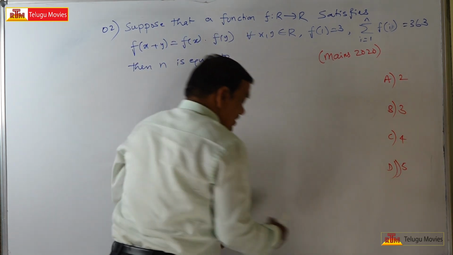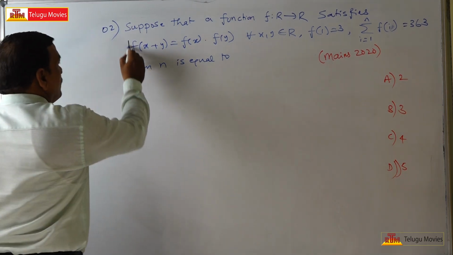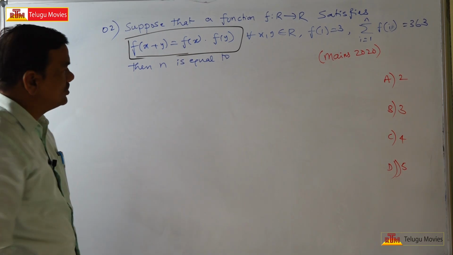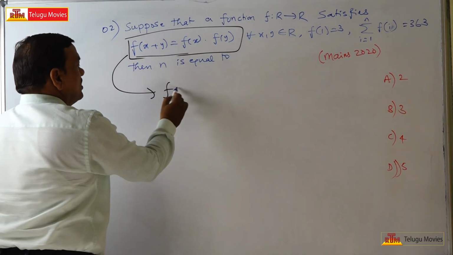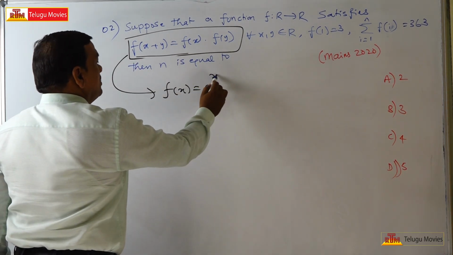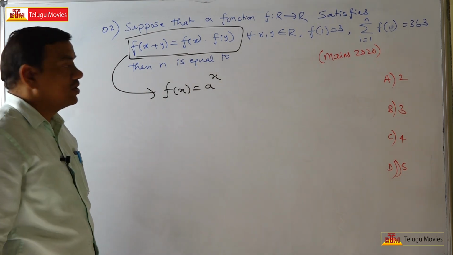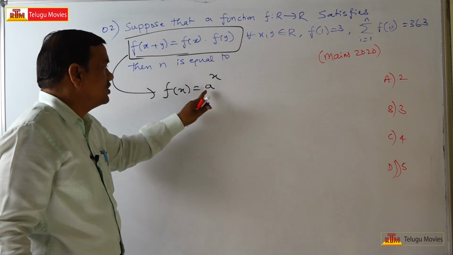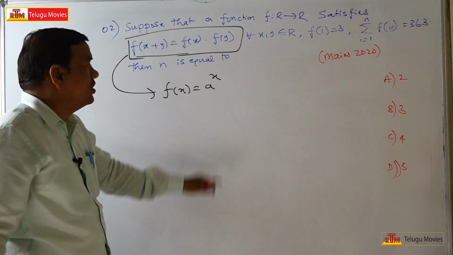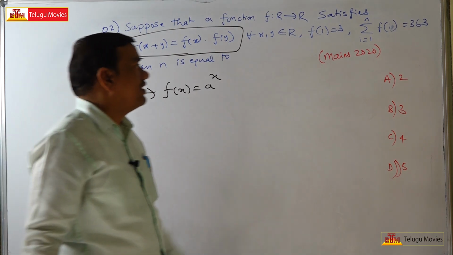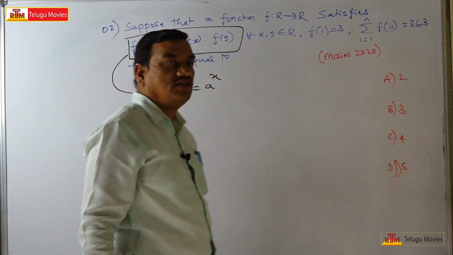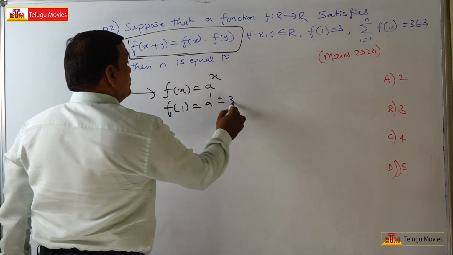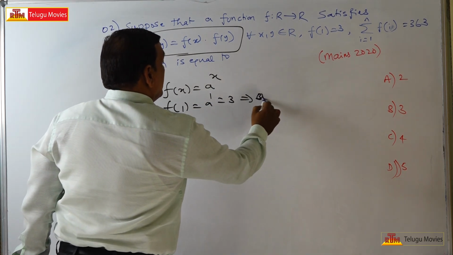See here, whenever you have seen such a type of functional equation, immediately what is the solution of this function? A power x. That's all. So a power x plus y is equal to a power x into a power y. So this is the solution of this functional equation. Now our aim is to find a. For this, what is given? F of 1 is equal to 3. That is, f of 1 is equal to a power 1 is equal to 3. This implies a is equal to 3.